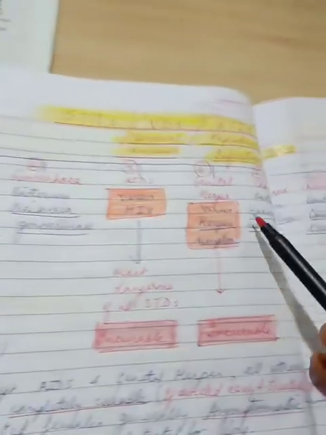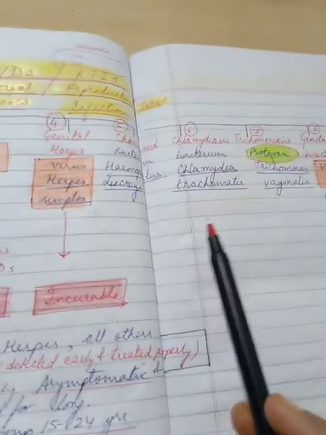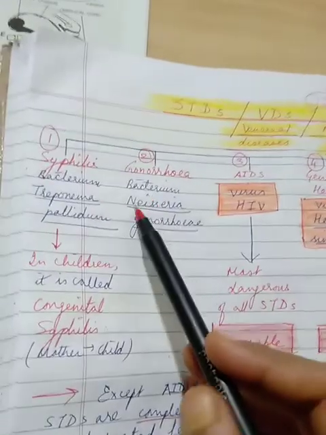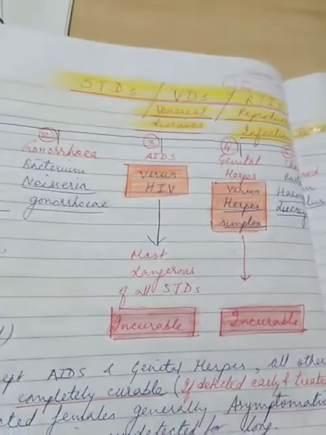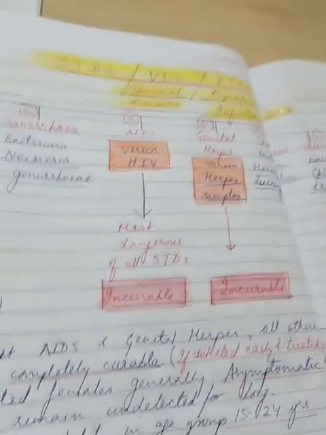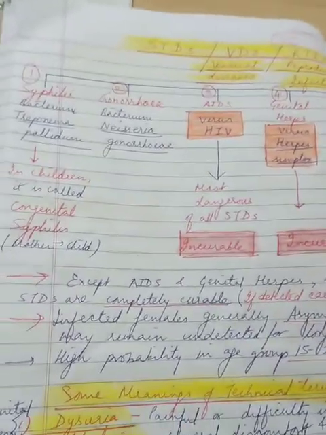So first thing is, you must learn what the causative agent is. Is it a bacterium or a virus or a protozoan, and complete names with correct spellings and underlining, because you have to follow the biological nomenclature. Now herein we'll move further one after the other with the defects.